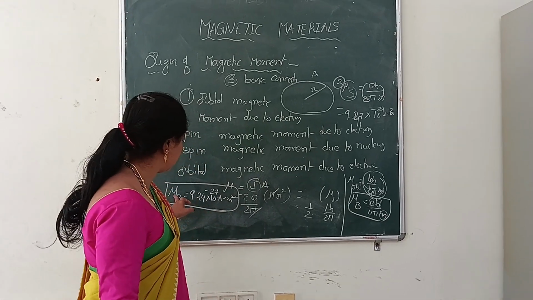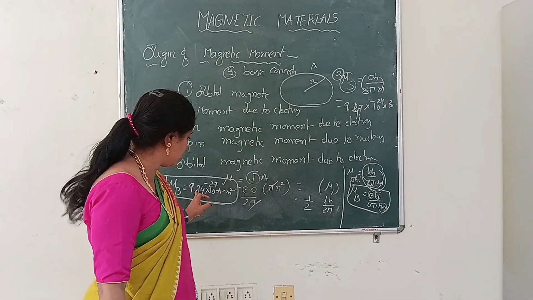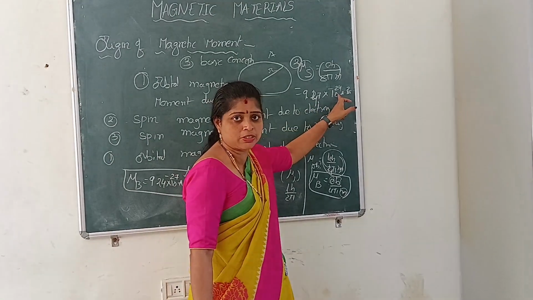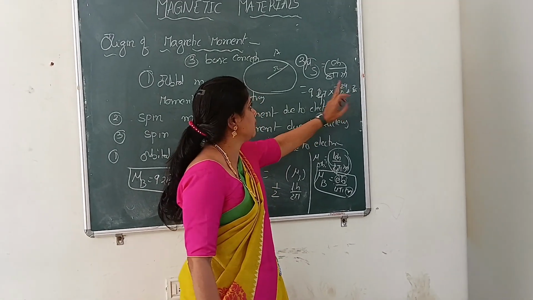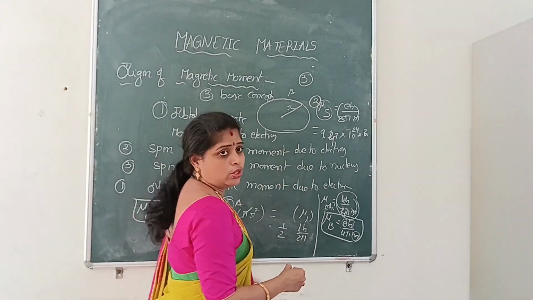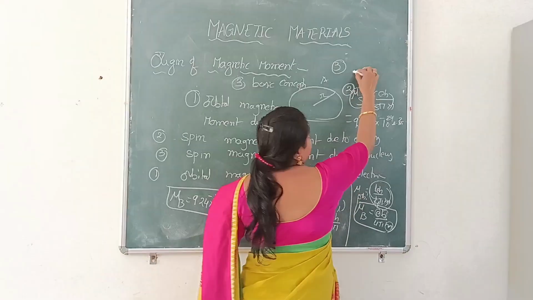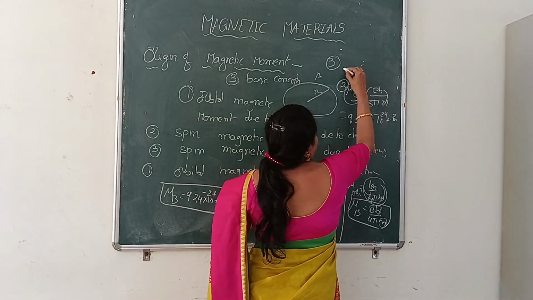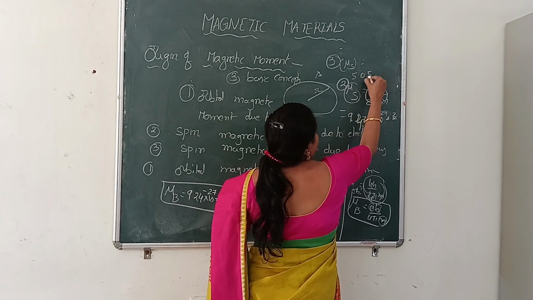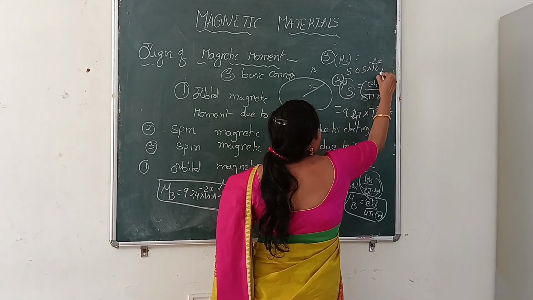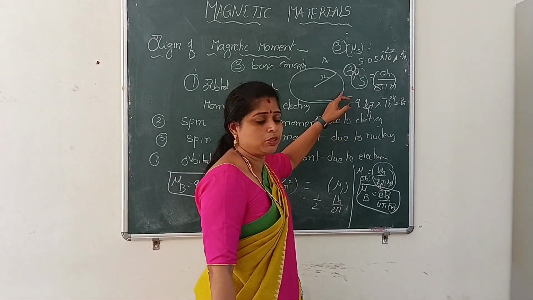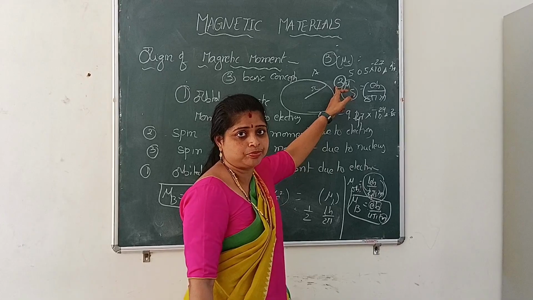9.47 into 10 power minus 24 ampere meter square. What is the difference? Here the Bohr magneton is 9.24 into 10 power minus 27, and here it is 9.4 into 10 power minus 24 ampere meter square. What is the last one? Spin magnetic movement due to nucleus. Here we can substitute and get the value 5.05 into 10 power minus 27 ampere meter square for the spin magnetic movement due to nucleus.